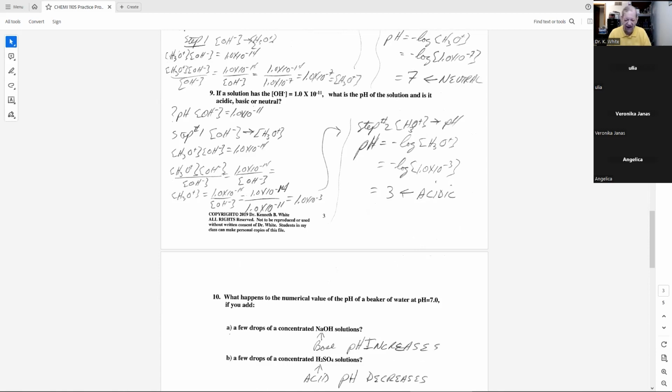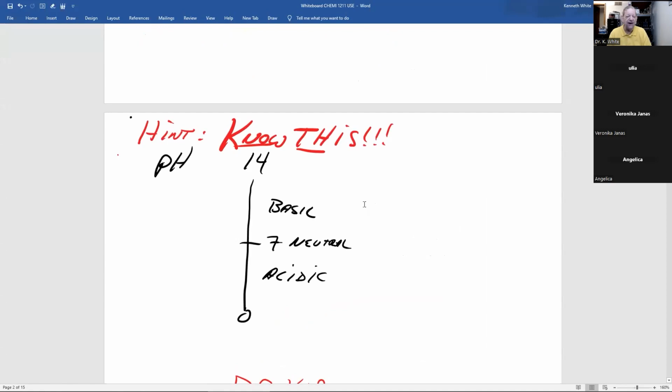And in case you forgot, you should know the pH scale, from 0 to 14. At halfway, 7, that's a neutral solution. Below 7, it's acidic. Above 7, it's basic.